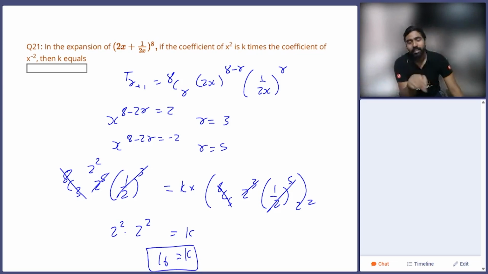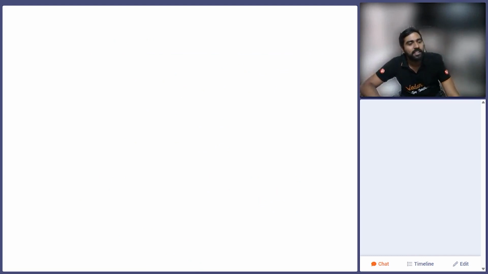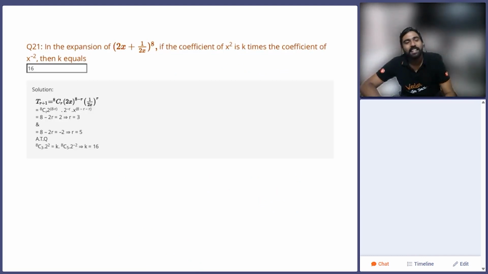So the coefficient of x^2 is 16 times the coefficient of x^-2. Hence the answer for this question is 16. Okay, plain and simple basics of the question.